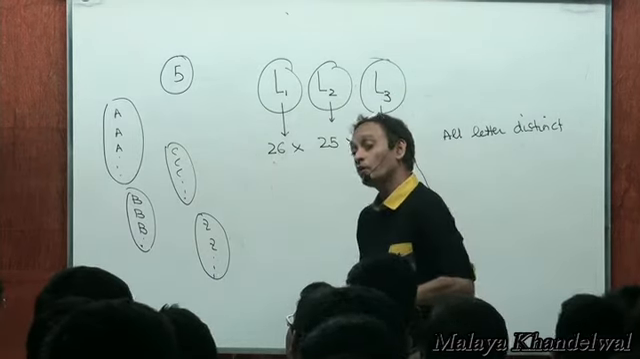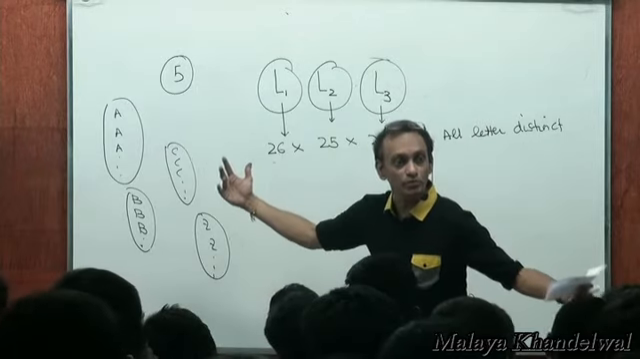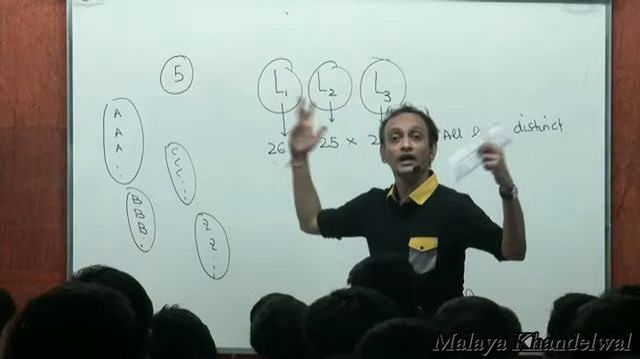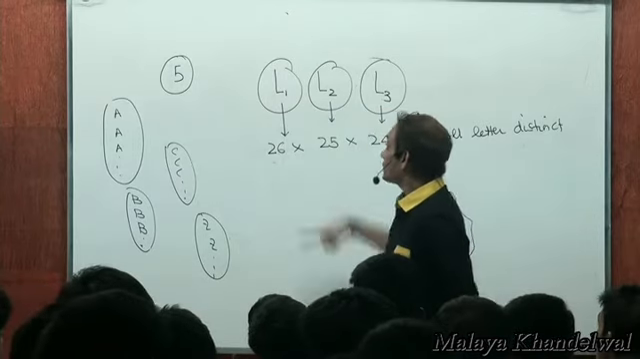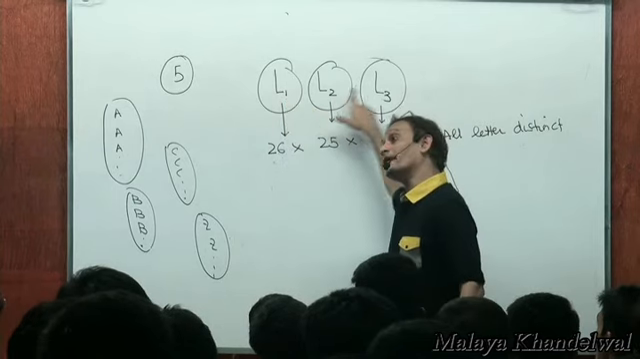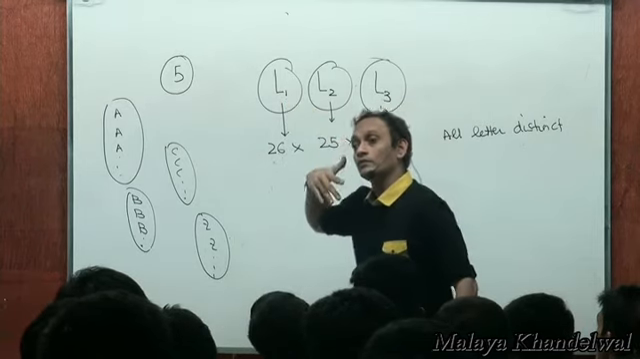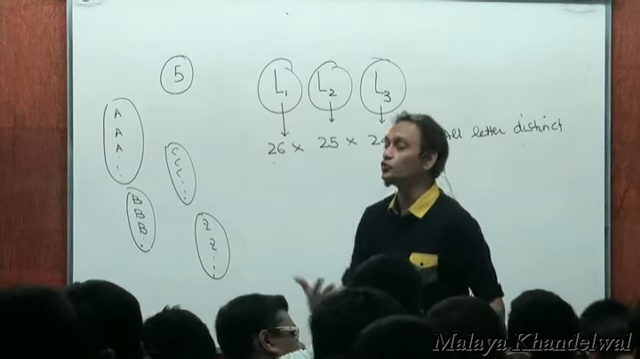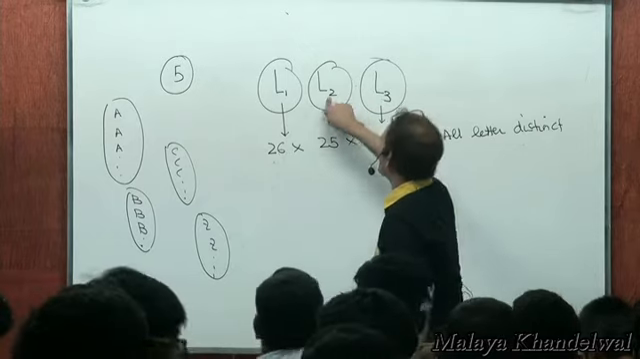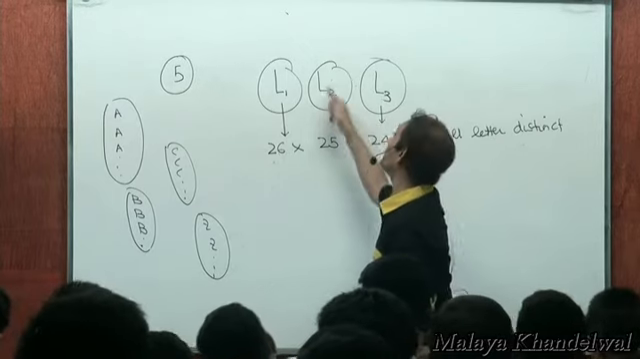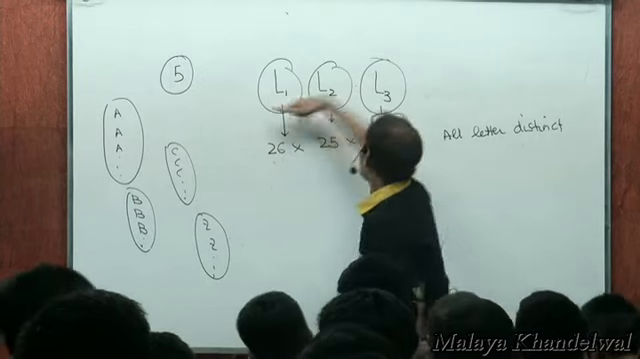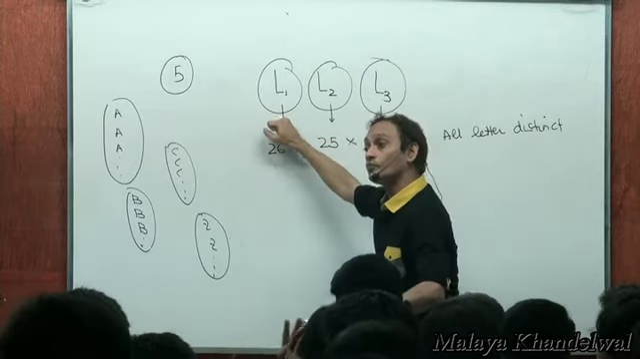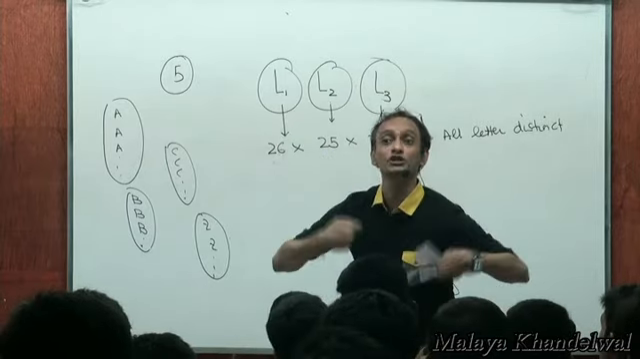That means I have access to a large number of A's, I can use any number of A's. I have access to any number of B's, I can use any number of B's. That means I could fill up L1, L2, L3 with the same letters also. Suppose I am allowed that. That means L1, L2, L3 have no limitations. The number of ways in which I could fill L2 does not depend on what I have used for L1. The number of ways in which I fill up L3 does not depend on what I have consumed for L1, L2. That means I am allowing repetition of letters.